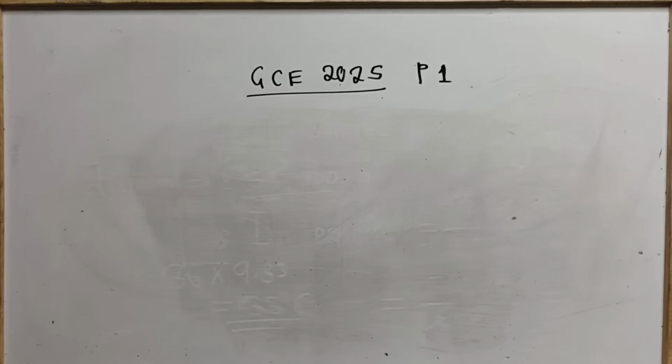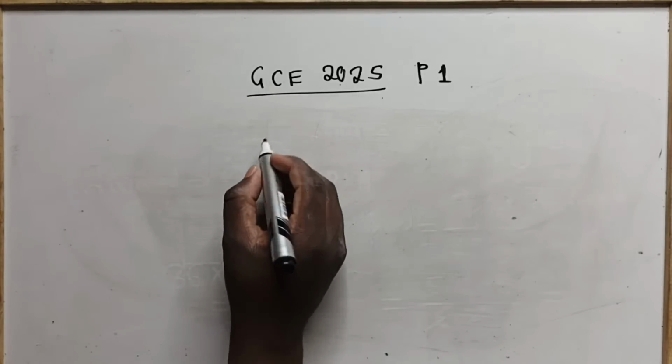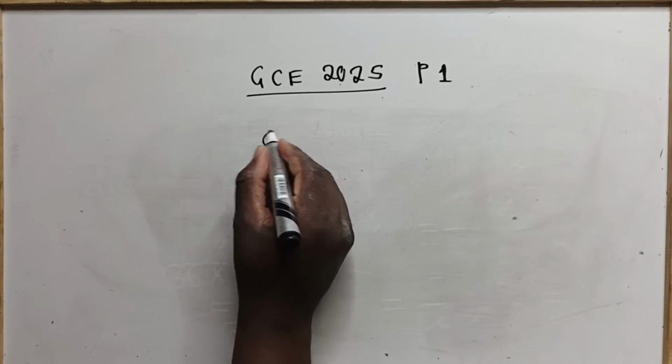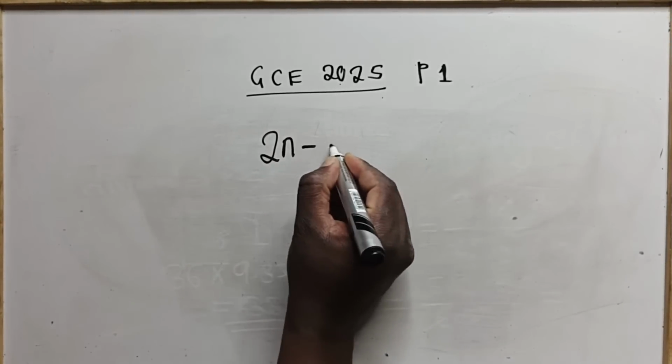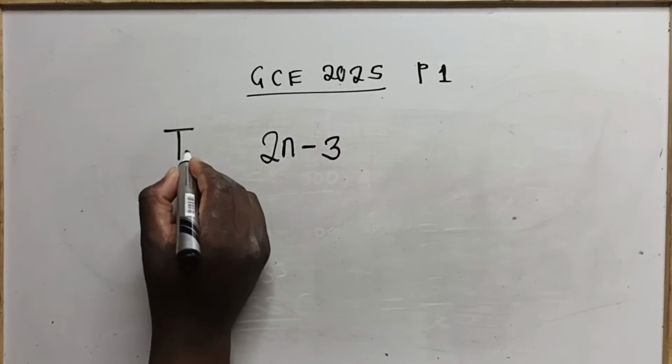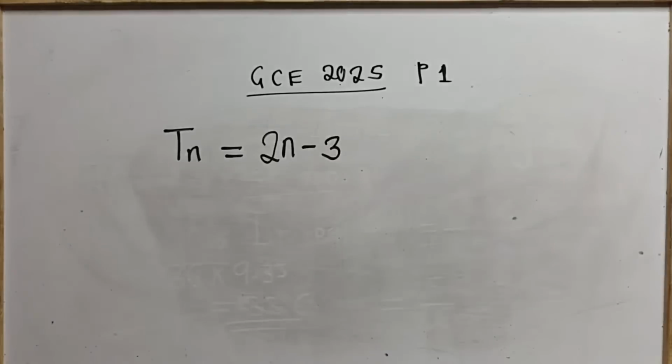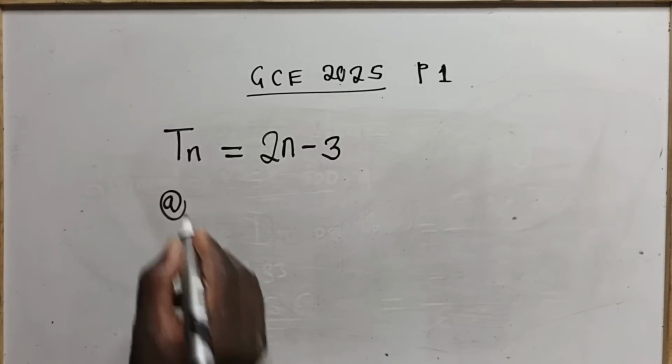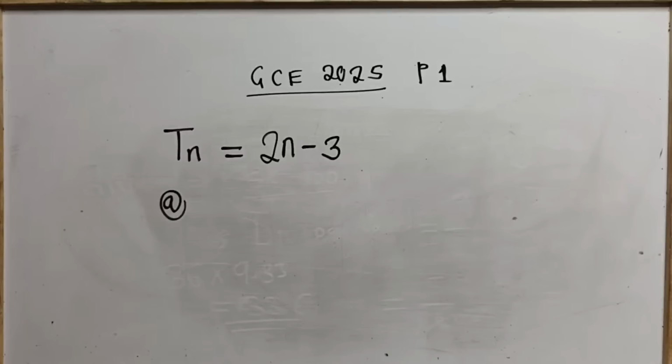Pay attention, start writing this question. The formula for the nth term of an arithmetic progression is 2n minus 3. So you can say t subscript n is equal to 2n minus 3. That's the formula they gave us. Find the first term. That's question A.